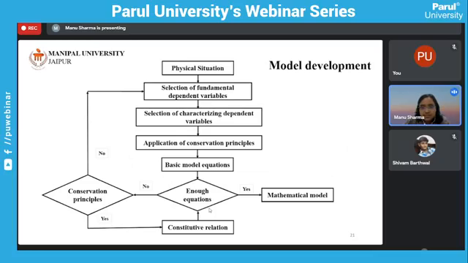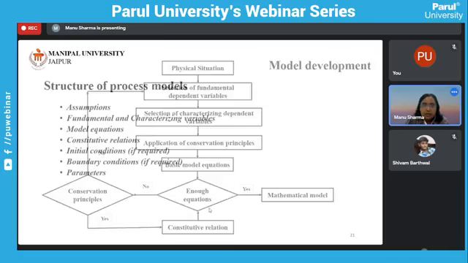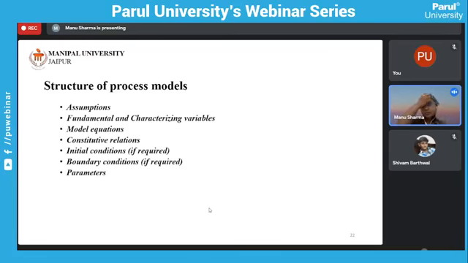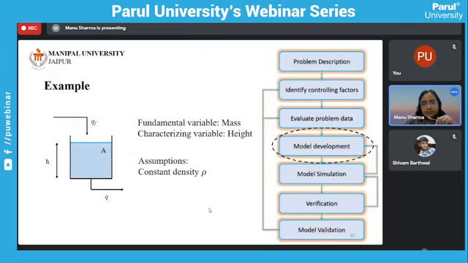We had discussed the 7 steps of mathematical modeling, and here are the basic steps of model development: how to proceed with the model if the process is known to us. So the basic structure of a process model is assumptions, fundamental and characterizing variables, development of the model equations, identifying the constitutive relations. If we are getting differential equations, then we also need to identify what are the initial conditions, what are the boundary conditions, and the parameters involved in the process development. So this we have already discussed.